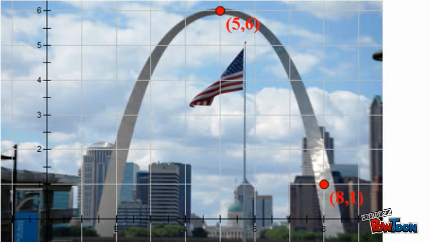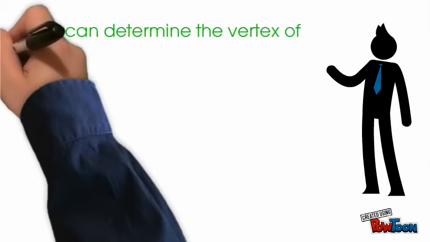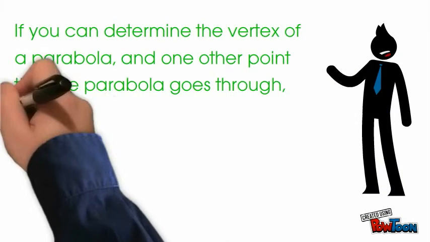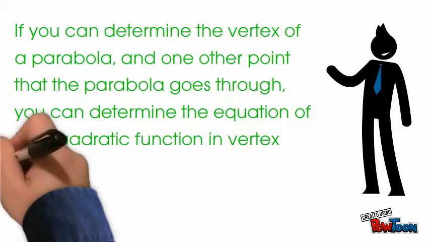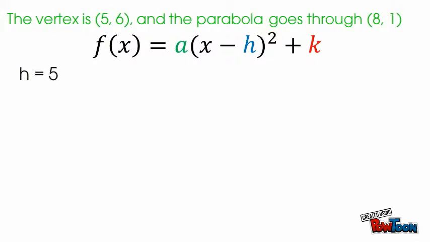If you know the vertex of a parabola and one other point on the parabola, you can find the equation for that function. All you have to do is take the vertex numbers and plug them in for h and k into the vertex formula, and take the other number that's not the vertex and plug those two numbers into the x and y in the formula. Just be careful that the vertex goes into h and k, and the other two numbers are x and y.